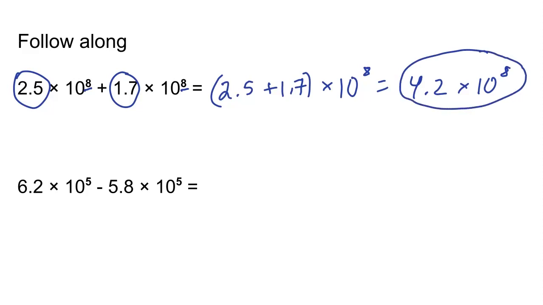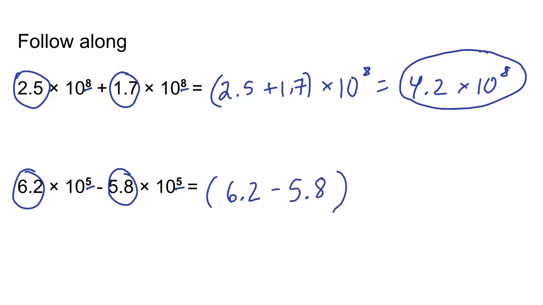Next I have 6.2 times 10 to the 5th power minus 5.8 times 10 to the 5th power. Since both numbers have the same exponent of 5, I can go ahead and subtract the coefficients, which are 6.2 and 5.8. And that gives me 6.2 minus 5.8 times 10 to the 5th power. And subtracting the coefficients gives me 0.4 times 10 to the 5th power.